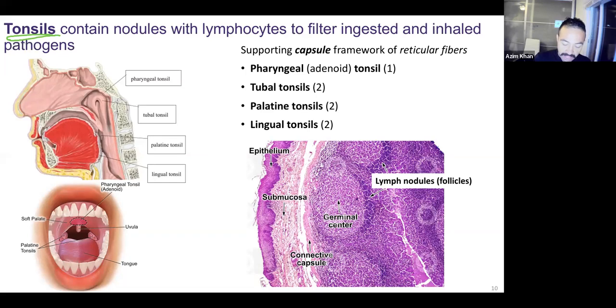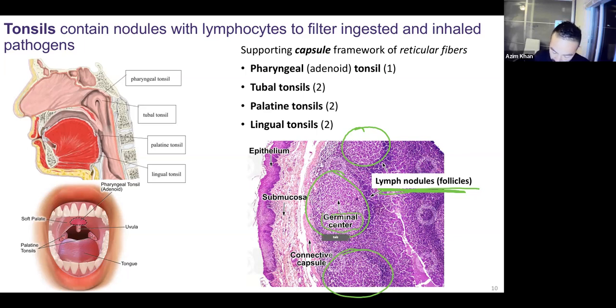Tonsils have nodules. We'll explain what these lymph nodules are in a second. They contain nodules that contain lymphocytes. That's really all there is to explain: nodules of lymphocytes to filter what we inhale and ingest. Just like the white pulp we saw, those rounded regions where you have a bunch of lymphocytes, here you have these rounded nodules, or follicles, you can call them too. These rounded regions, let me circle it better, are where we find lymphocytes. The center of a lymph nodule is called the germinal center.